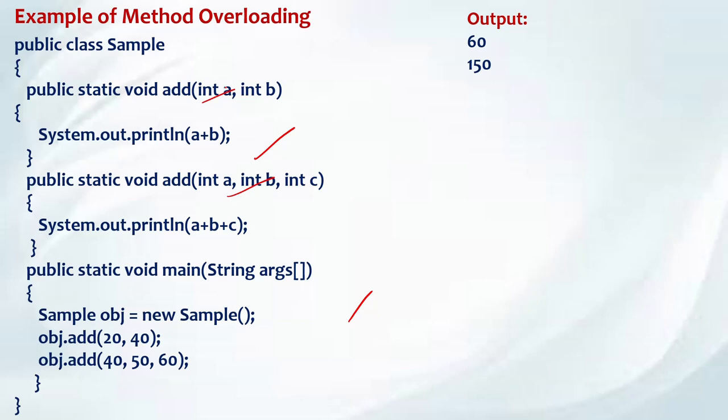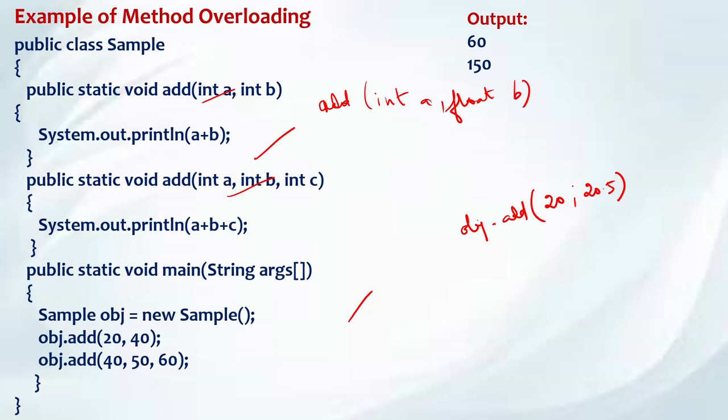Suppose the class has another add function with different data types. Based on the data type, that function will execute. Suppose add of int a comma float b is in that class. Now if I call object dot add with 20 comma 20.5, the function automatically goes to this definition and executes its statements. Okay, and now we are going to see what happens in the main function.